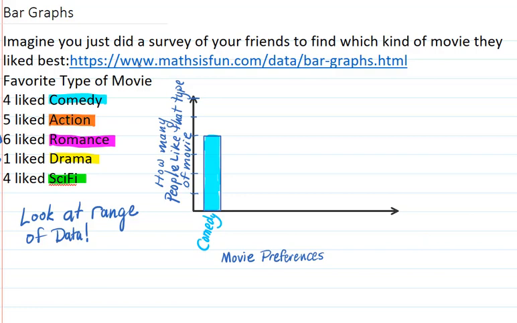Now I'm going to go to action. I'm going to make another bar, and I'm going to try and make these approximately the same width, but the height will depend on how many preferences there were. So the width is about the same, but it's going up to 5 now because there were 5 people who liked action. Then I'm going to fill it in with orange because that was the color for action.